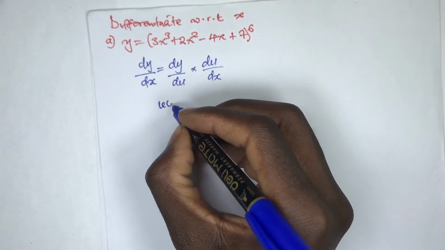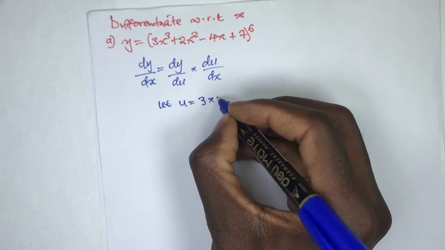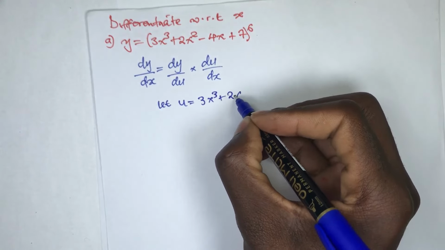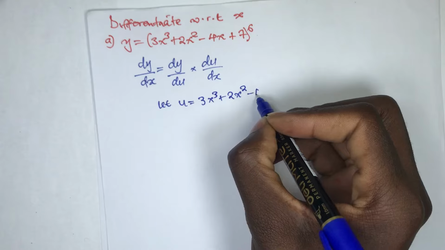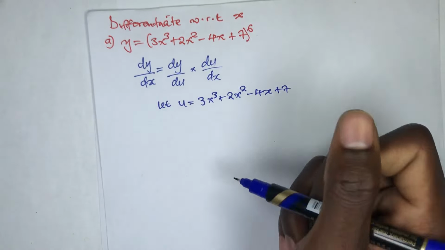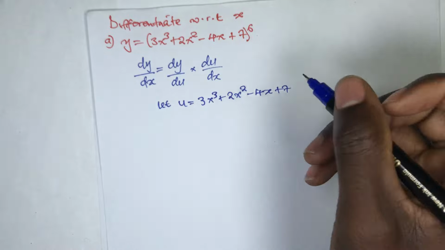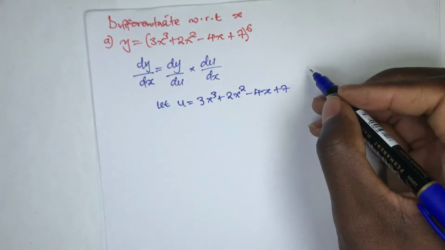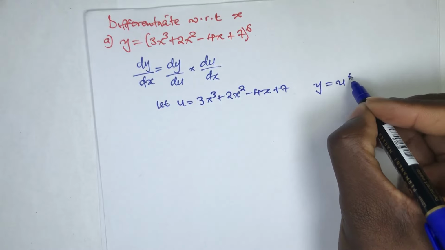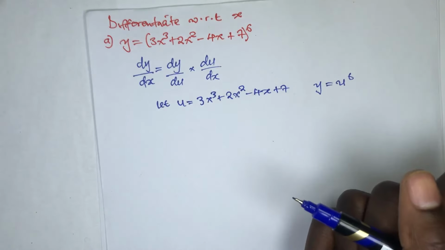So say let u be equal to 3x cubed plus 2x squared minus 4x plus 7, like this. So now that we've said our u is equal to this function, the new function of y will be y is equal to u to the power 6, since we've assumed the function that is inside there is equal to u.